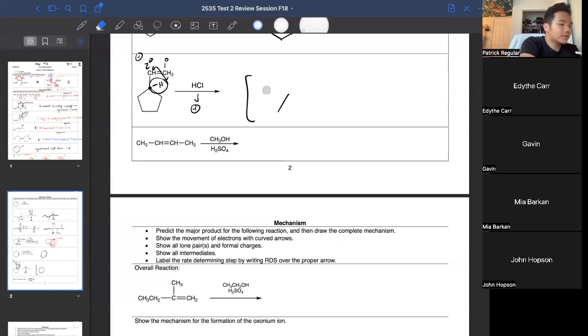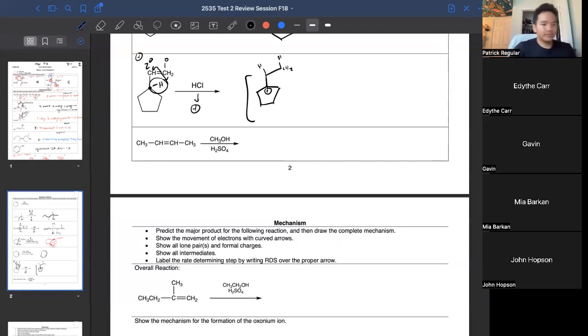I don't know why my pentagons are so ugly, but your new intermediate would look something like this. H, that was your original CH2 right there. This is your H again. That's what your intermediate would look like.